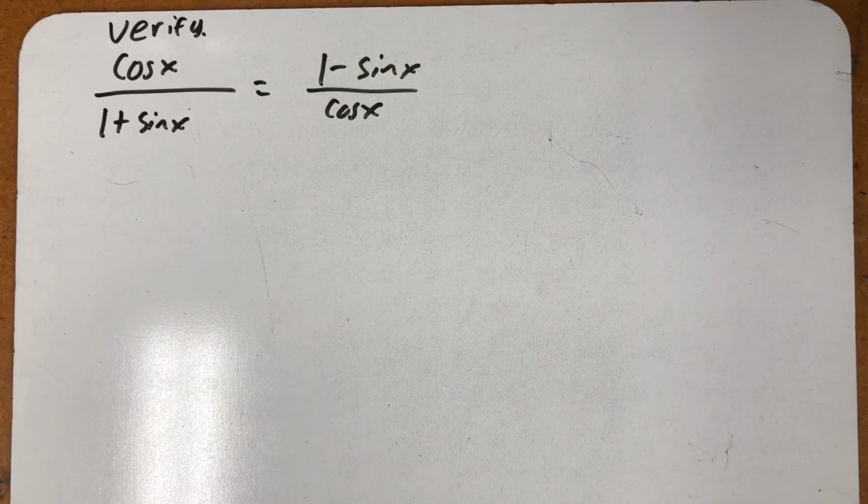Verify the identity cosine of x over 1 plus sine x is equal to 1 minus sine x over cosine x. This is a really kind of cool identity just to see written out. It might even seem surprising that those two sides are equal to each other.